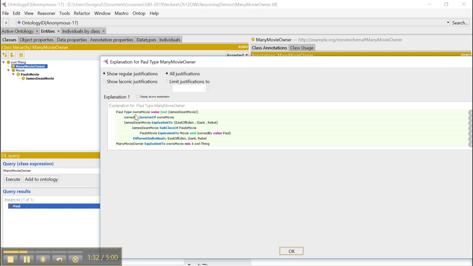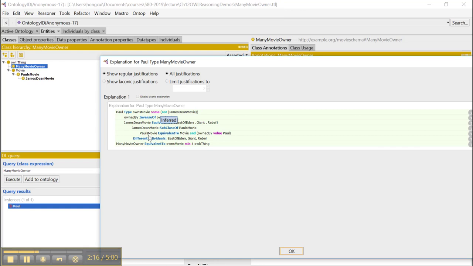So Paul, we know, is a member of anything that owns movie and owns something that's not James Dean movie. And James Dean movie is actually one of the three. Altogether, there are three, right? And it tells us that James Dean's movie is a subclass of Paul's movie. This means Paul's movie covers all three of those. Maybe there's something else. And that something else is confirmed right here. Paul owns something that's not in James Dean movie.